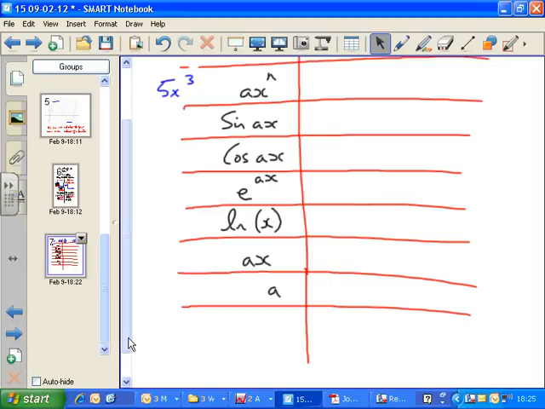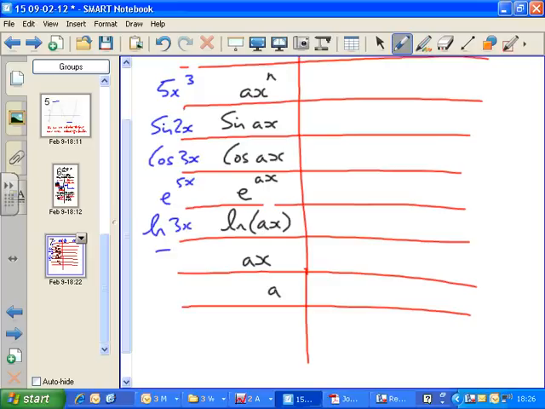So those are some common functions down the left that we come across a lot: the sine function, the cosine function, the exponential function, the natural logarithm function, and then a couple of special cases at the bottom. So for example, sine 2x, cosine 3x, e to the 5x, in fact, in this one, I should have written log of ax. For example, the log of 3x. And then maybe 5x, a number in front, and then just a number on its own is what they stand for.